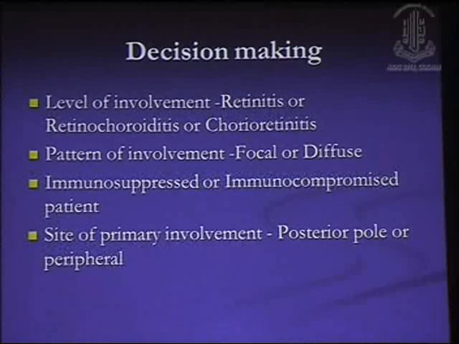So first, look at the level of involvement. Are we looking at retinitis, retinochoroiditis, or choroiditis? Then the pattern of involvement: is it focal, multifocal, diffuse, in an immunosuppressed or immunocompromised patient? Then are we dealing with a posterior pole involvement, which has its own issues in terms of how rapidly the vision deteriorates, or peripheral involvement?